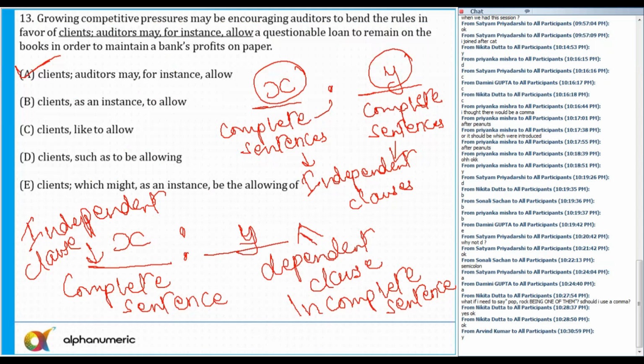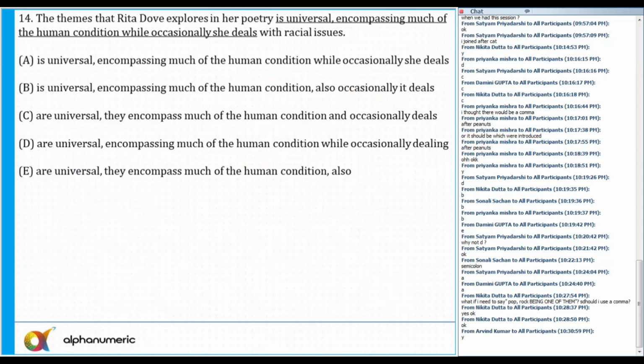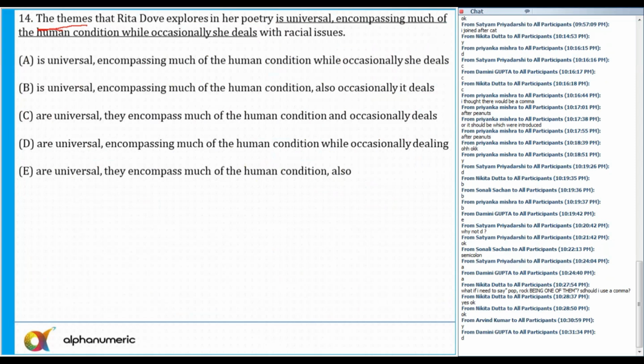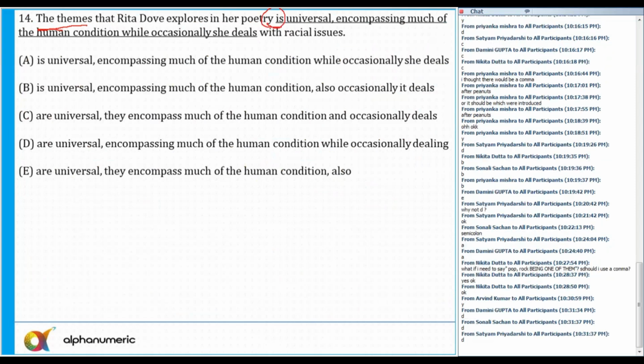Now, coming to question number 14, if this is clear. The themes that Rita Dove explores in her poetry are universal, because the subject is themes. The themes are universal, so immediately we know A and B are gone. They are universal.